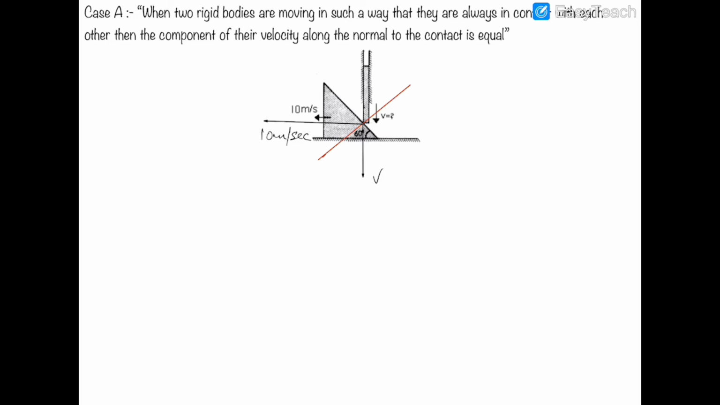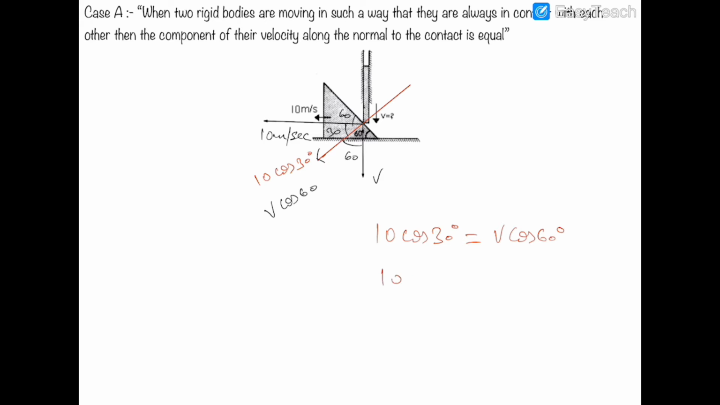And for resolving these velocities, we can see that this angle is 60 degree, this angle is 30 degree, and this angle is 60 degree again. So the components will be as follows: the component of V will be V cos 60, and the component of 10 meters per second will be 10 cos 30. Again, we have to equate these two components, and 10 cos 30 will be equal to V cos 60.